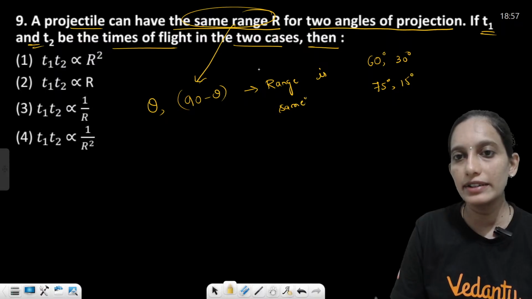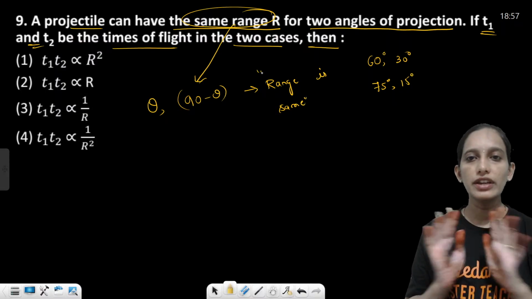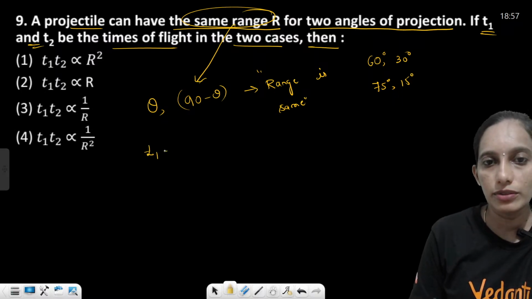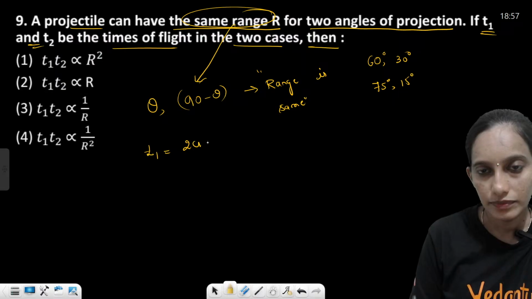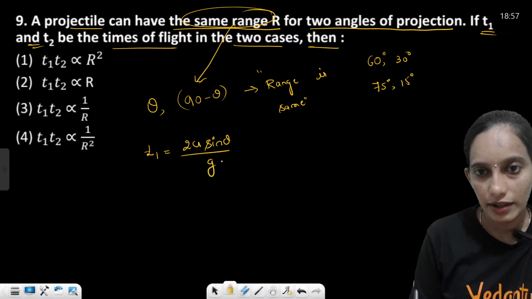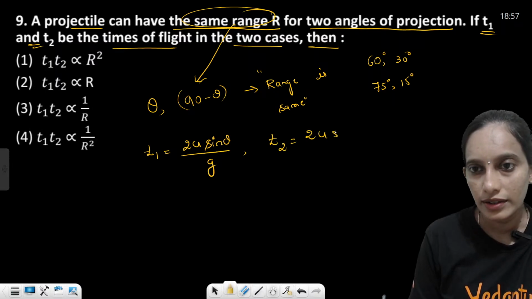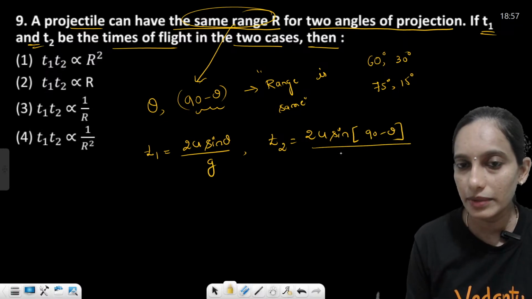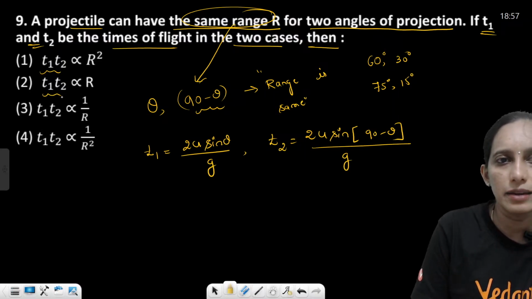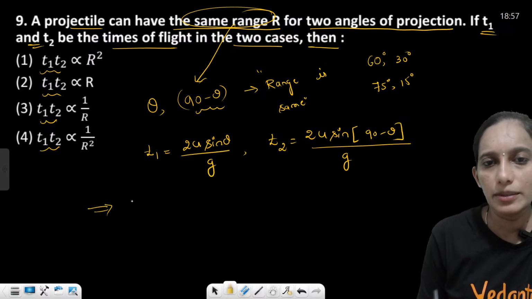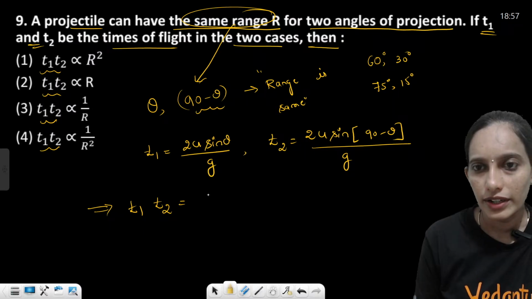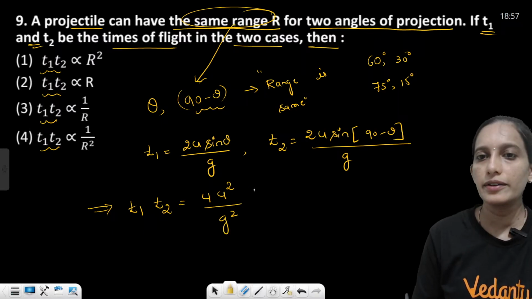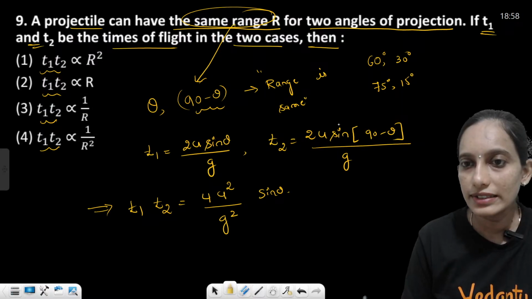For complementary angles of projection the range is the same. It's a very basic point, I think you know it. Now write the time of flight equation for the two cases. t1 will be 2u sin theta by g, and t2 will be 2u sin(90 minus theta) by g. Now if you observe the options, all have products, t1 t2. So just take the product of t1 and t2.